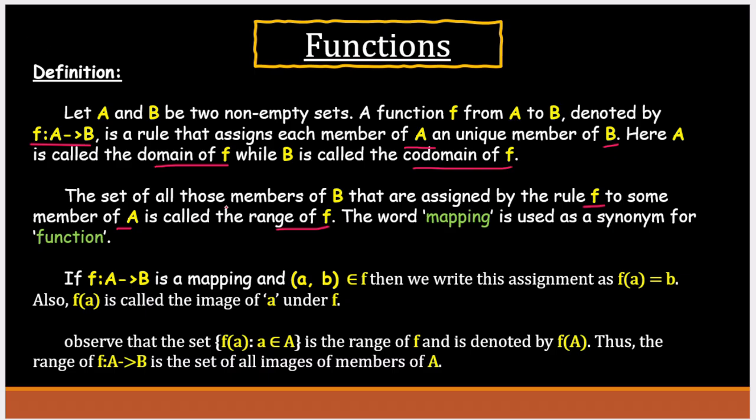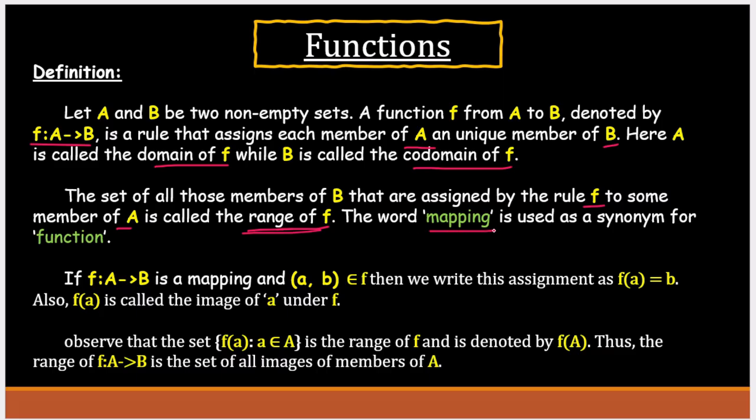Here the set of all those members of B that are assigned by the rule f to some member of A is called the range of f. If some members of B are not assigned to A through f, they are not called the range of f. Only those members of B which are assigned to A by the rule f are said to be the range of f.